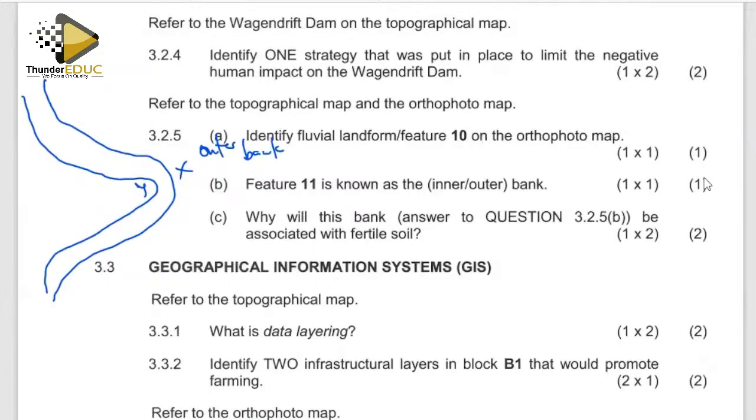If a meander is like this, the part which is on the outer part is the outer bank, and this one is the inner bank. So, based on the map information, you can find out on the meander which one is the outer or which one is the inner. Why will this bank be associated with fertile soil? Automatically, the bank with fertile soil is the inner bank here, this one. Why will it have fertile soil? Is because there's deposition taking place.